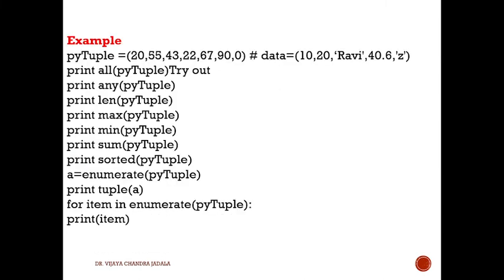Okay, once again we will check this. pi_tuple, we are giving the values, and print all of pi_tuple. Print any of pi_tuple, print len of pi_tuple, print max of pi_tuple, print min of pi_tuple, print sum of pi_tuple, print sorted pi_tuple, a equals enumerate of pi_tuple, print tuple of a. For item in enumerate of pi_tuple, print item. So take it as an example program, run this program and check the results.